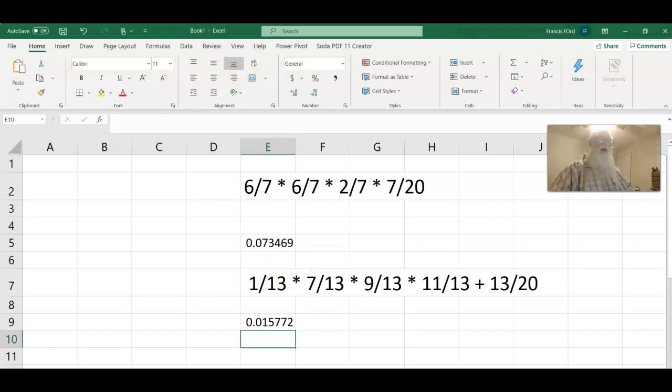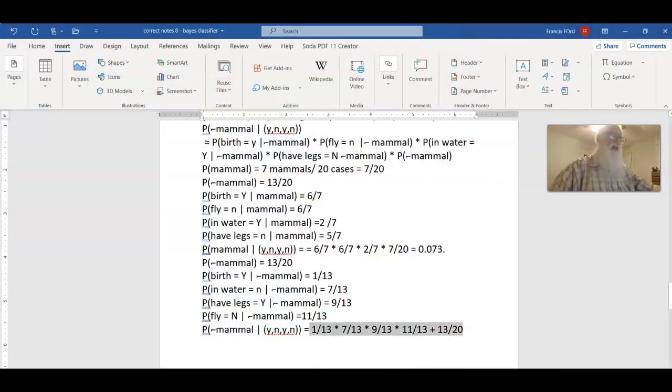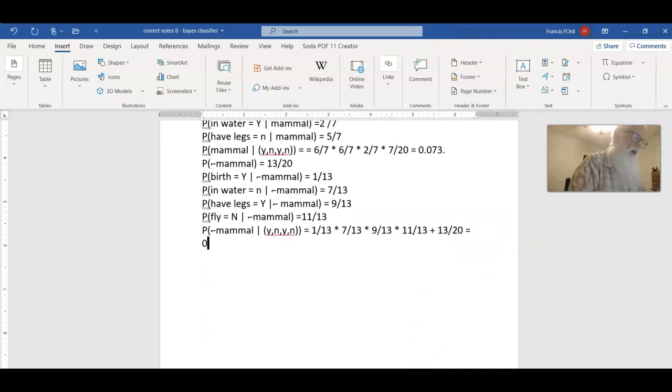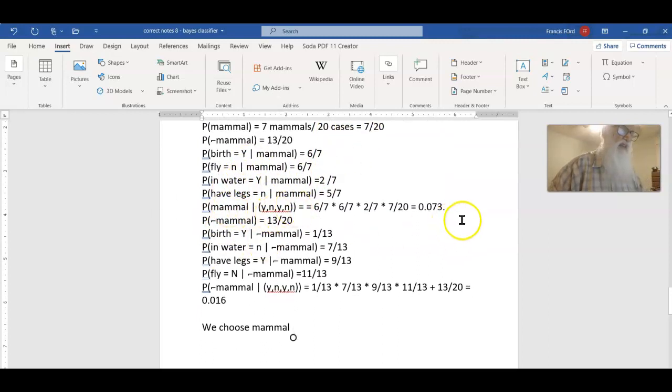0.015. We can make it 0.016 if you want to. So 0.016 over here equals 0.016. We choose a mammal because mammal 1 up here, the mammal given these is 0.073, while the not mammal is 0.016.